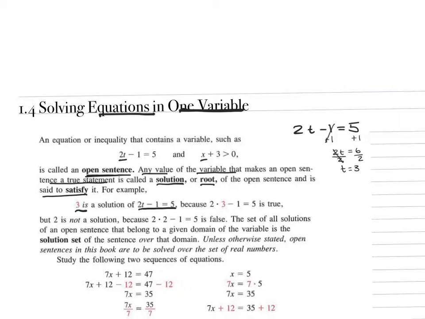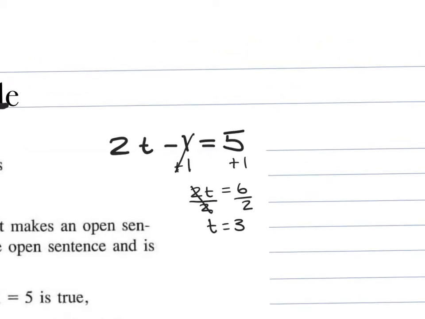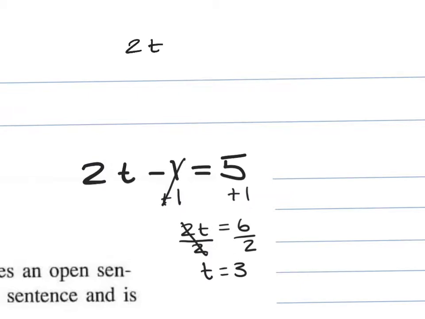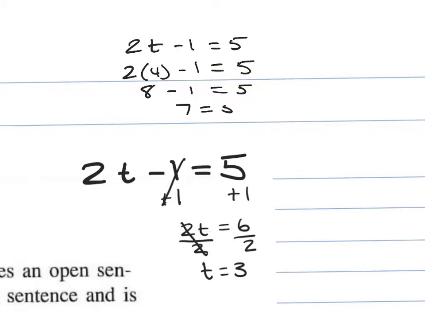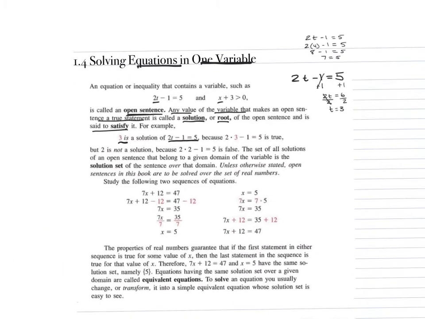So that's what we get in this next part here. It says 3 is a solution of 2t minus 1 because 2 times 3 minus 1 is 5, which is true. If you were to plug in any other number there, it would not be a solution. Let's plug in a different number here. We've got 2 times t minus 1 equals 5. I'm going to pick anything but 3. Let's pick 4. 2 times 4 minus 1 equals 5. That's 8 minus 1 equals 5. We get 7 is equal to 5. That is not a solution, because that is not a true statement. So we know by plugging that in that it is not a solution.